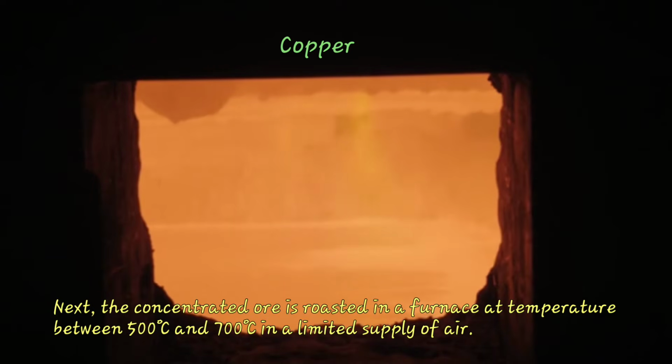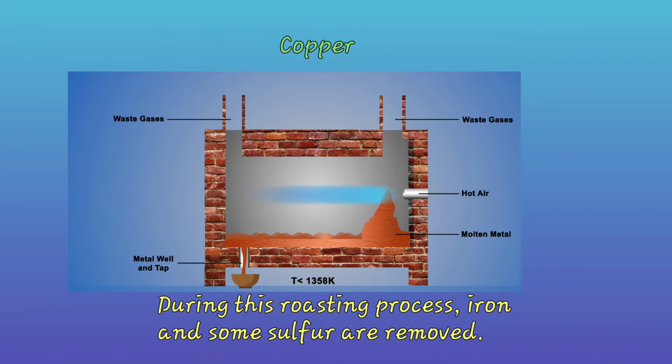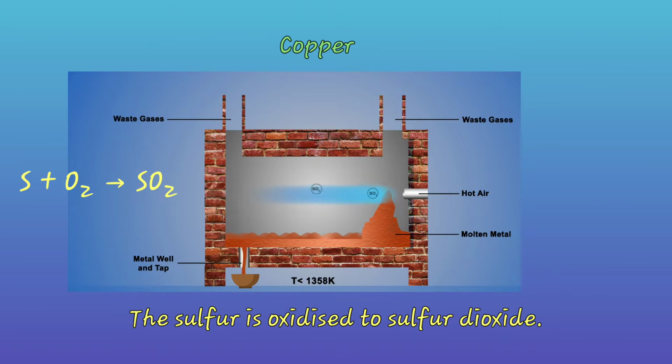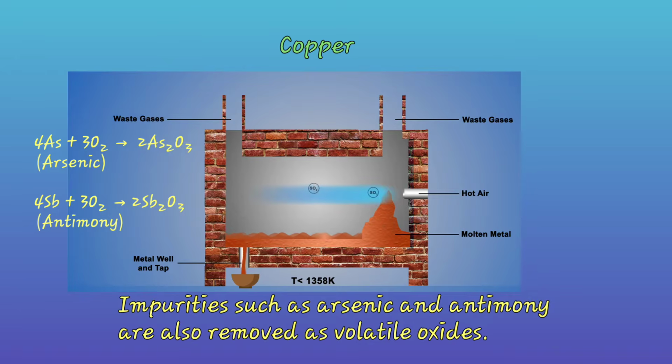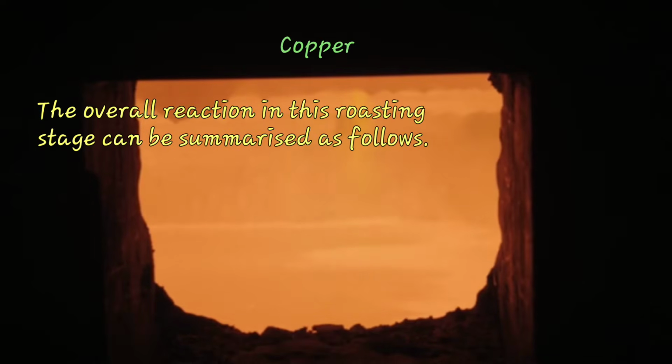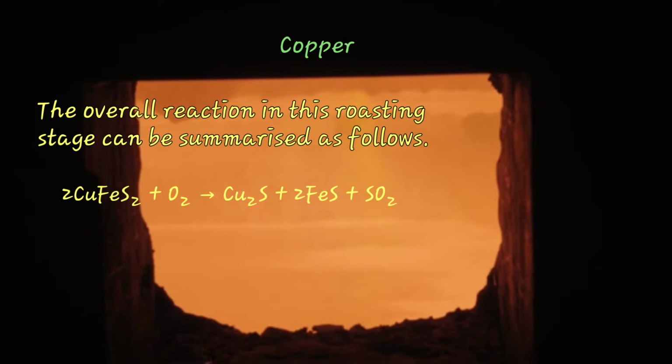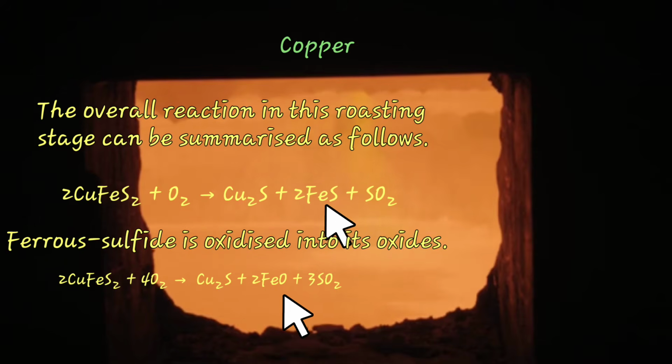Next, the concentrated ore is roasted in a furnace at a temperature between 500 degrees Celsius and 700 degrees Celsius in a limited supply of air. During this roasting process, iron and some sulfur are removed. The sulfur is oxidized to sulfur dioxide. Impurities such as arsenic and antimony are also removed as volatile oxides. The overall reaction in this roasting stage can be summarized as follows. Ferrous sulfide is oxidized into its oxides.